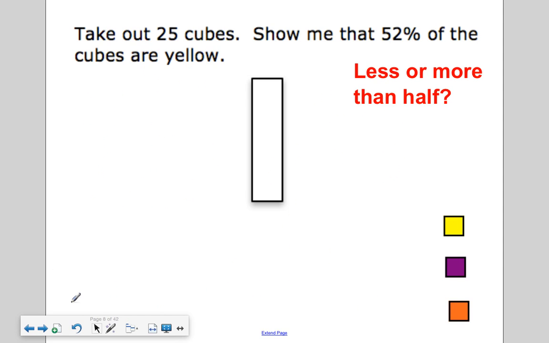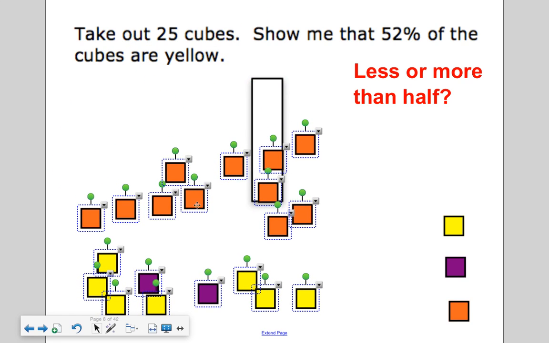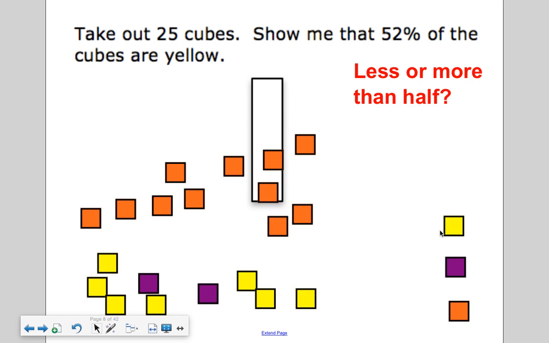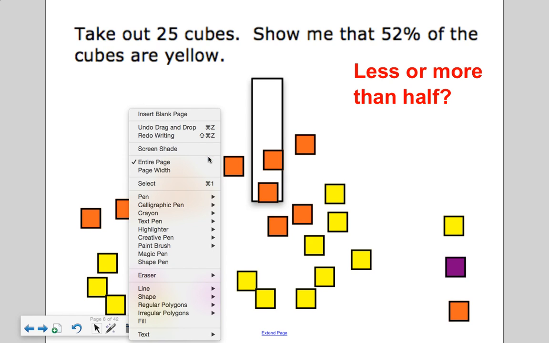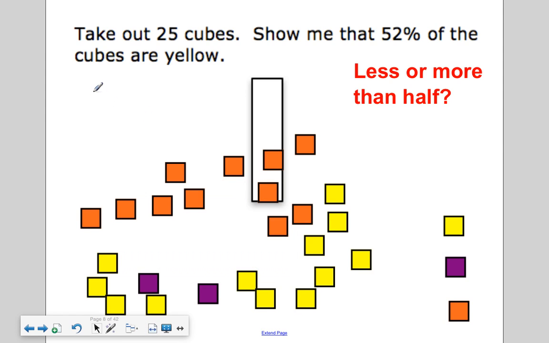And here's our last example. You have 25 cubes. Right now I have 20 cubes. 52% are yellow. That means more than half of it. So right now I have 5, 6, 7, 8, 2, 4, 6, 8, 9, 10, 11, 12. Right now I have 12 yellow out of 25.